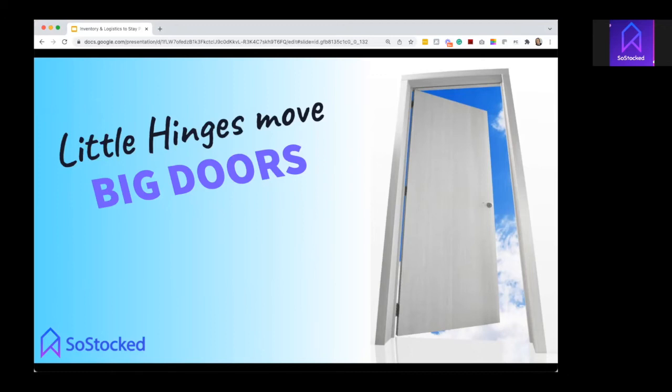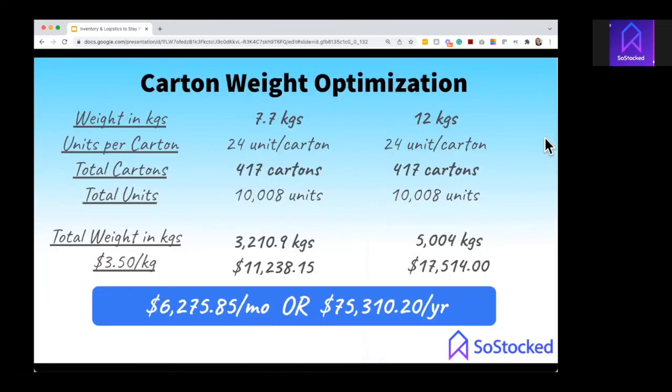It's the profit erosion. The other thing that I like to say is, conversely, the opposite side of that is little hinges move big doors. There's little tweaks that you can make to your business and the way that you're handling your logistics that can end up being a lot of money for you. So let's go into a real example.